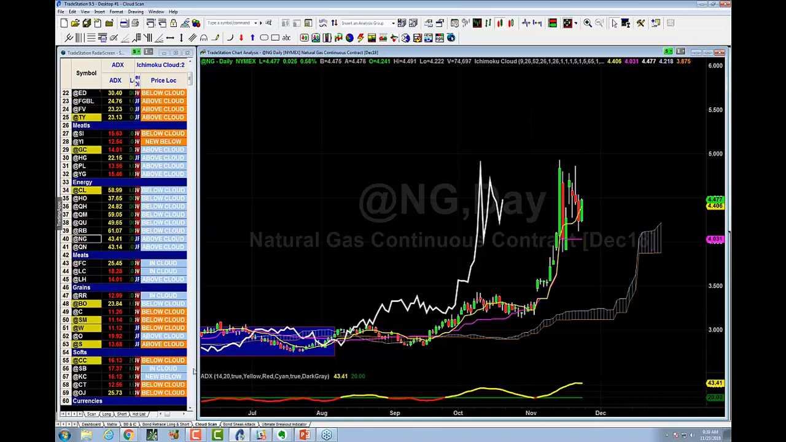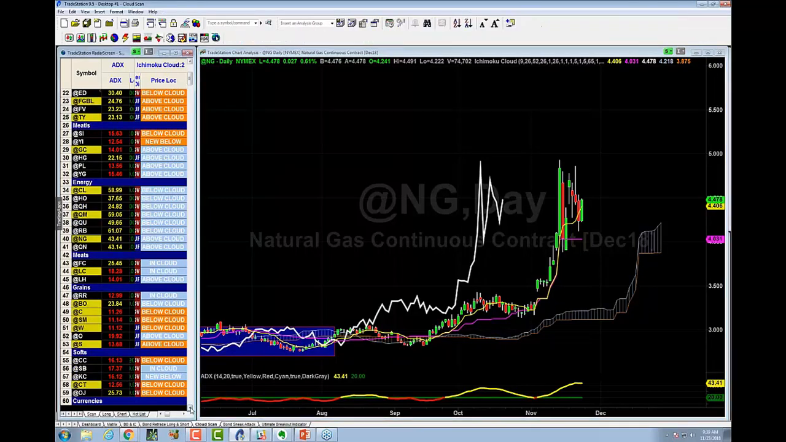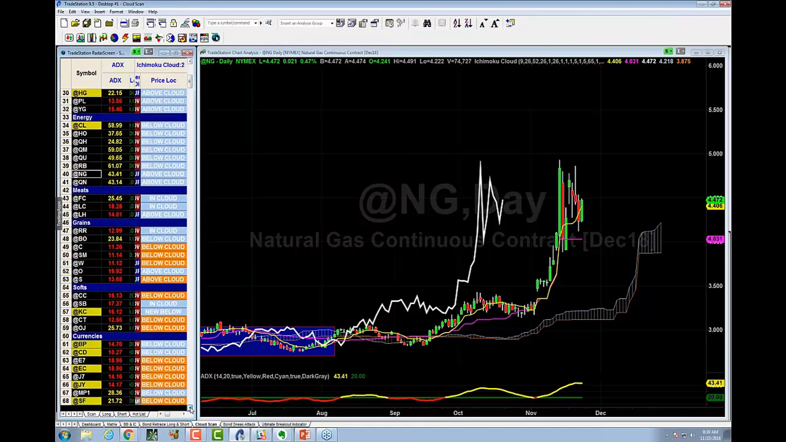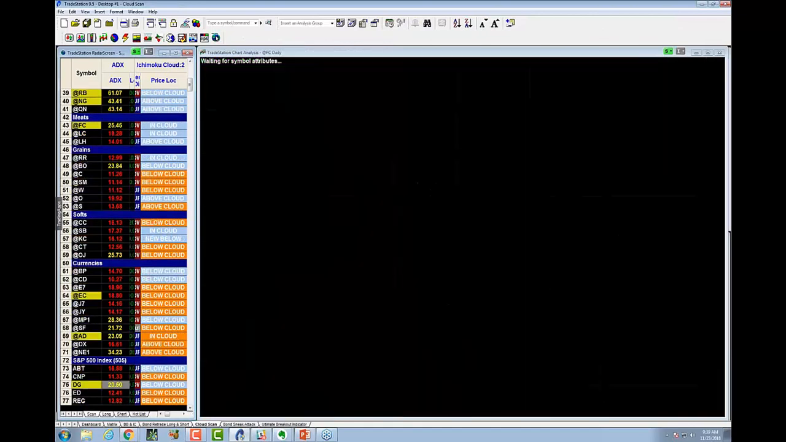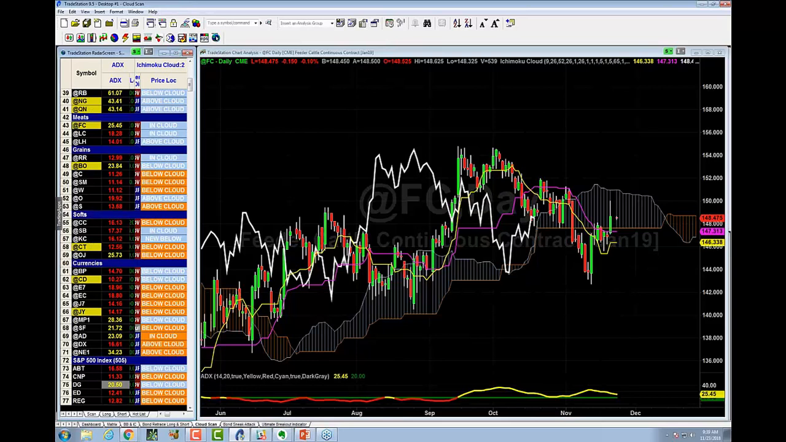Now we're getting out of the energies. Now we're going to go into the meat market, okay? We're going to go to feeder cattle. What is feeder cattle? Long, short, or pass? Sorry about the sniffling, guys. Yeah, it's a pass. I don't have to force wanting to be in feeder cattle right now. My rules say leave it alone.